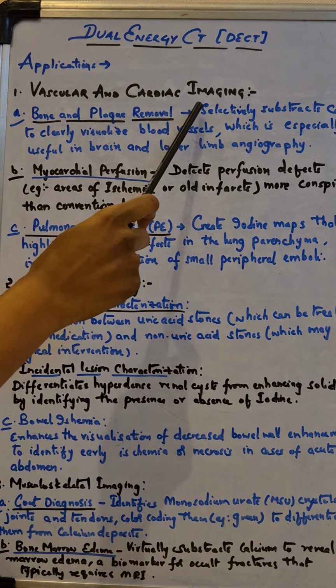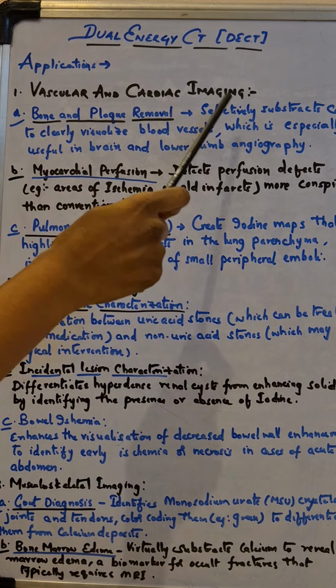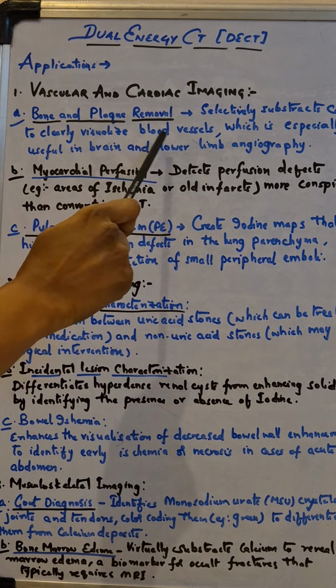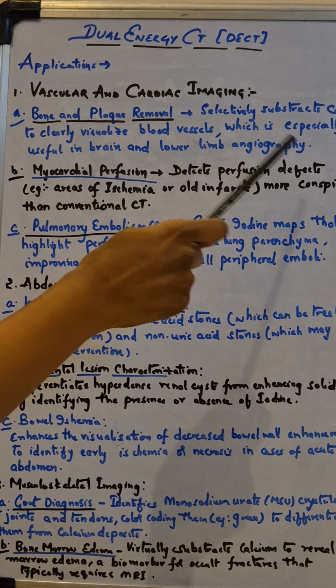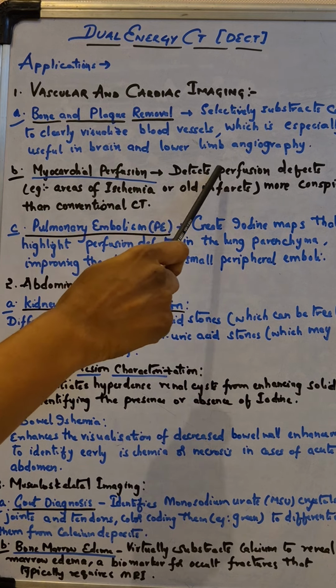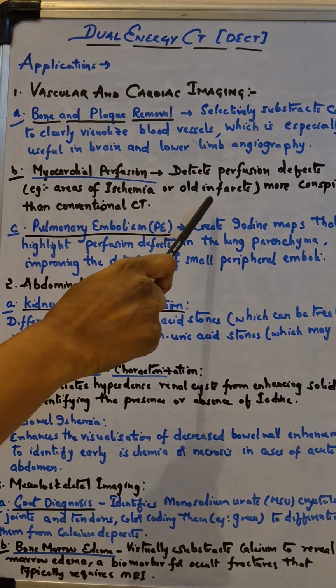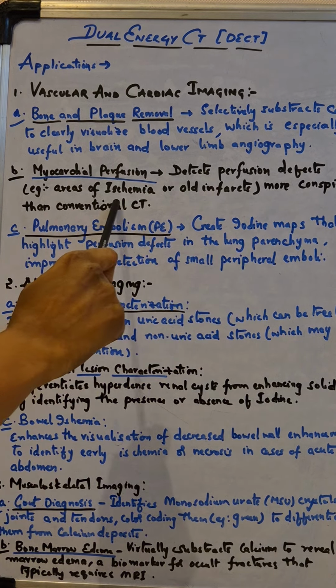In vascular and cardiac imaging, one is bone and plaque removal. What this does, it selectively subtracts calcium to clearly visualize the blood vessels, which is especially useful in brain and lower limb angiography. Another is myocardial perfusion. It detects the perfusion defects, that is the areas of ischemia or old infarcts, more conspicuously than the conventional CT.